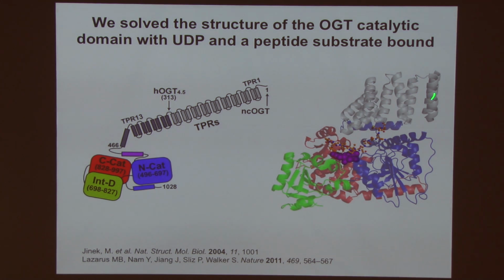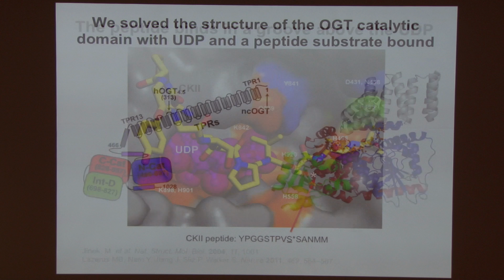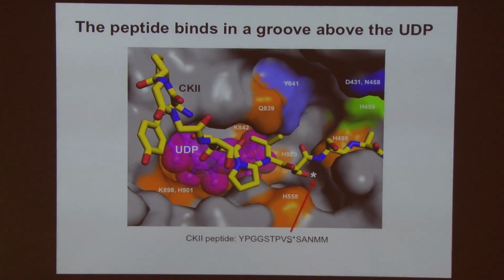And then the TPRs wind around the top of the catalytic site, and in part, I think, help regulate access of substrates into the active site. Now, this structure has a peptide bound as well, and it binds across the top of the two catalytic lobes. And if you're looking down from the TPRs into the active site, you can see the UDP in purple with the peptide lying right over it.